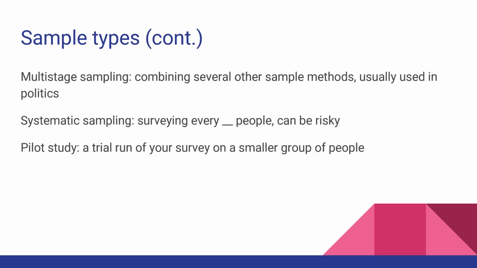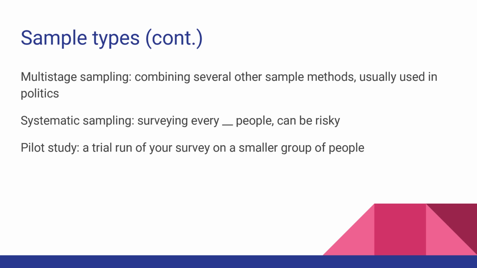Now we have multi-stage sampling. This one is used a lot in political surveys when they randomly choose a state and then a county and then a neighborhood and then a block to survey. So this is when you use sample methods multiple times or you combine them together. So the political example that I just used, they did an SRS of all the states, an SRS of all the counties in the state, and then another SRS of all the neighborhoods, blocks, etc.